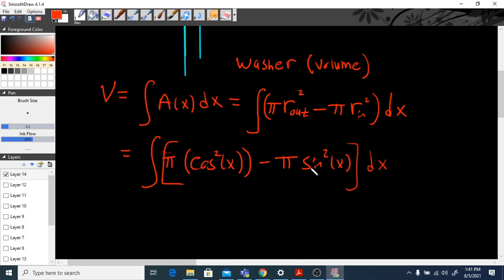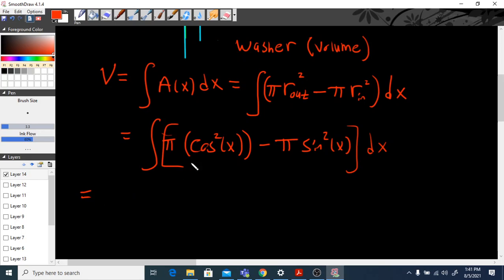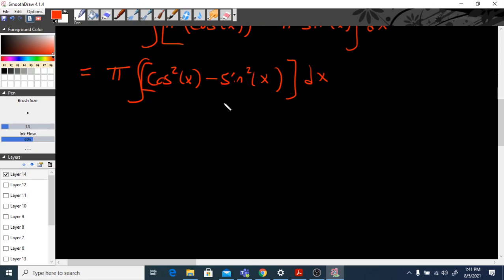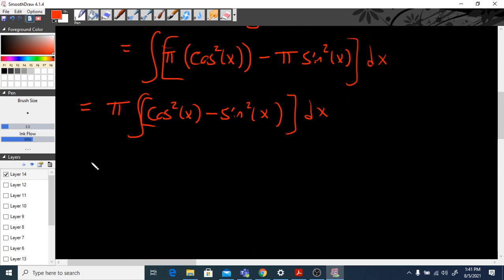So pi cosine squared minus pi sine squared. Very good. Both of these contain a pi, so I'm going to factor the pi out. Pi integral, and we're left with cosine squared minus sine squared. Normally this integral would be pretty hard because you have a cosine squared and a sine squared. But if we remember the double angle identity for cosine, this is actually the cosine of 2x.